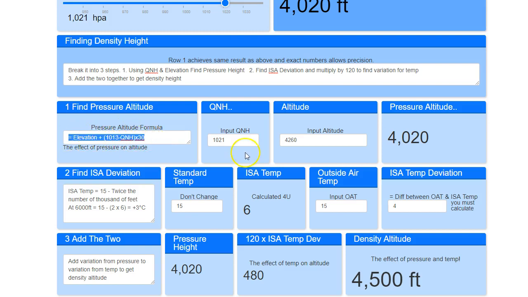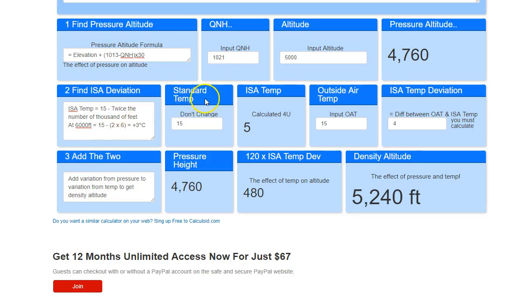So you're going to be doing that with numbers like this, and you need to work out this yourself and then cross-check it in here. Okay, the second part of this is you need to work out the variation in temperature compared to a standard temperature for a particular altitude.